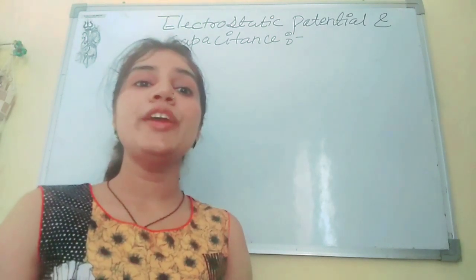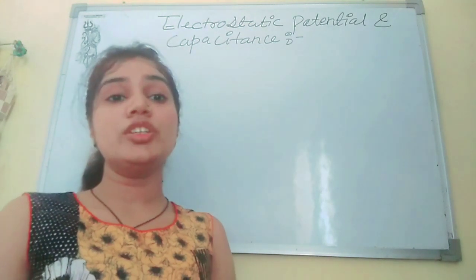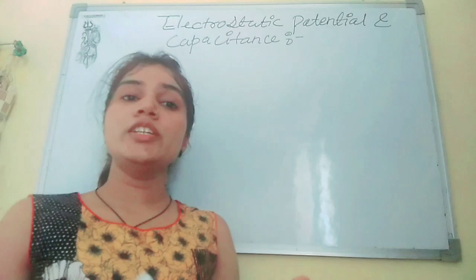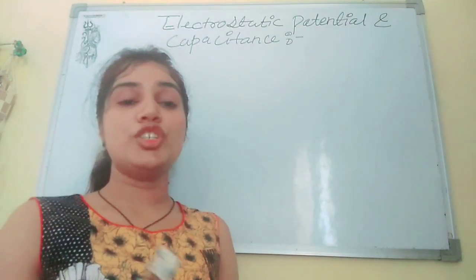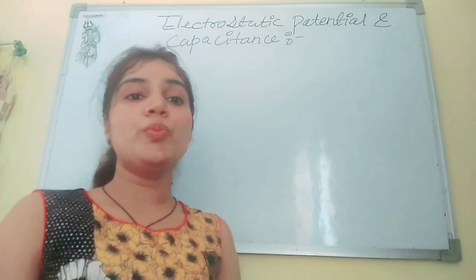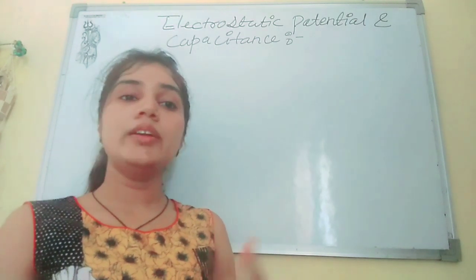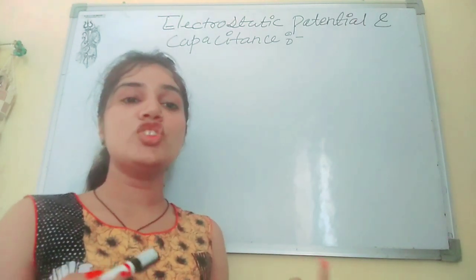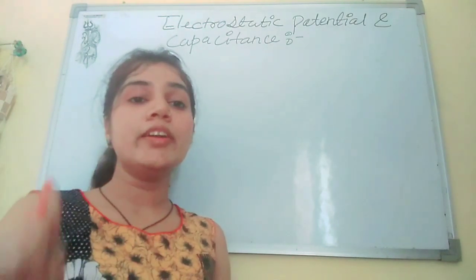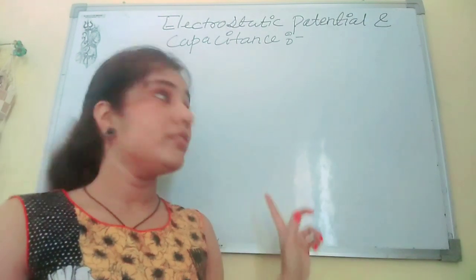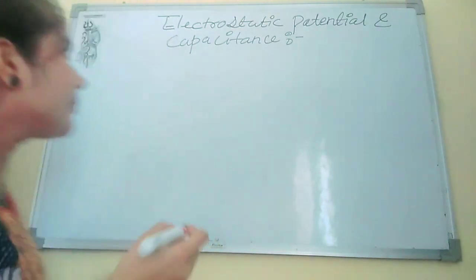In our previous video, we have just started the second chapter of class 12 physics, that is electrostatic potential and capacitance. Few points we have already discussed, that is potential energy, electric potential difference, and potential due to point charge. Today we will derive the potential due to dipole. Dipole we have already discussed in our previous chapter, where we found the electric field due to dipole. Here we will derive the potential due to dipole.